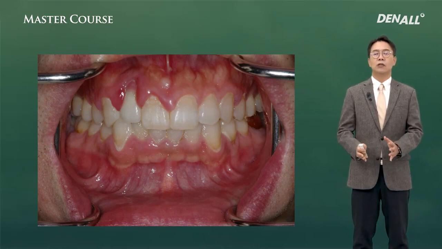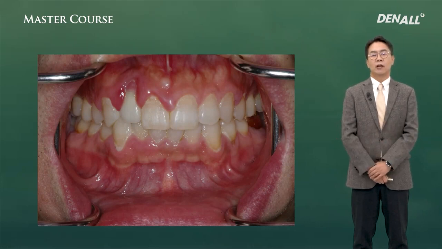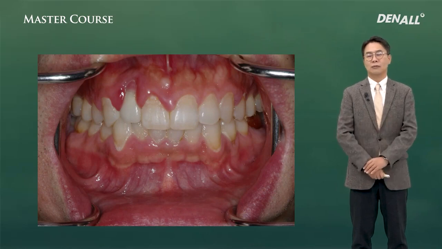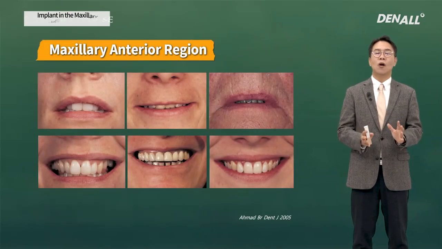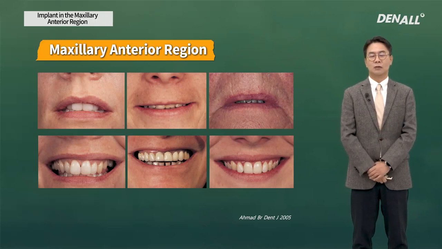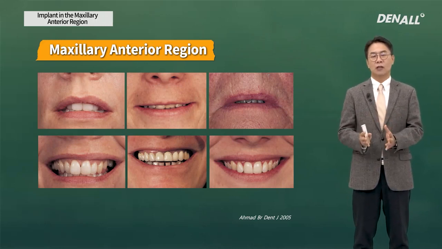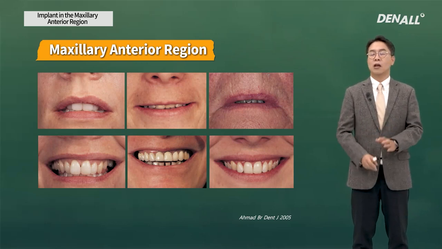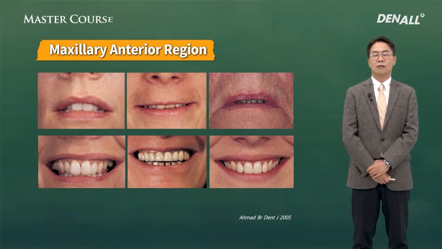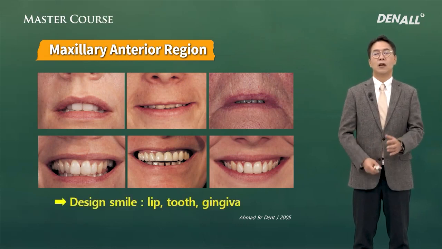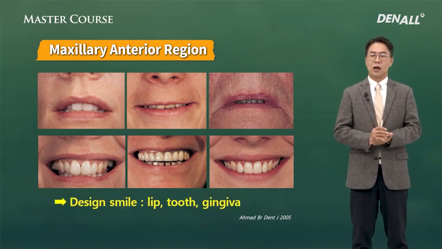What do we need to consider? The teeth in the maxillary anterior. Not just the mouth, we look at the face. Let's look at the aesthetic components before smile and after smile, and they are very different. And what are the components? Lips, teeth, and gingiva.